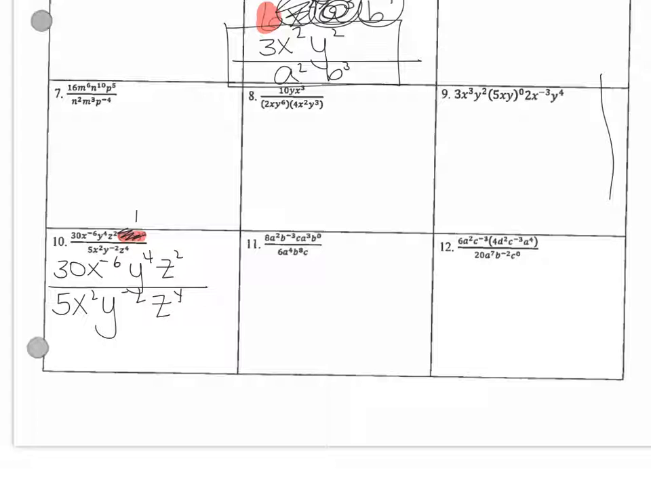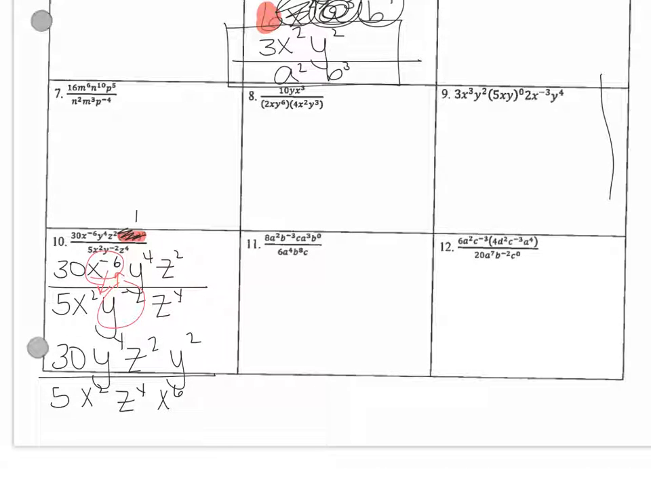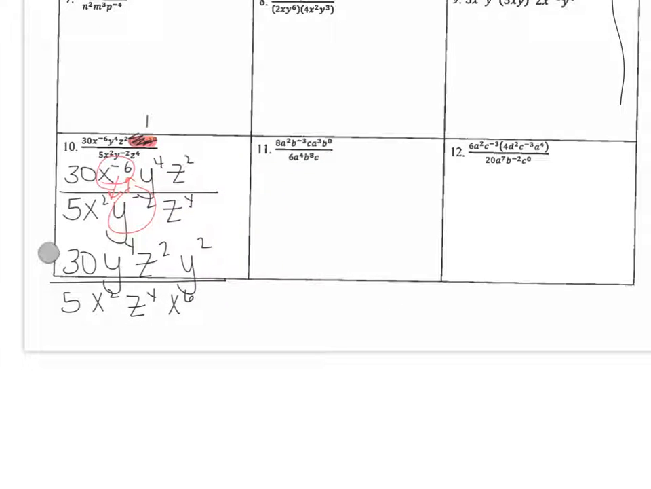So before I start dividing, I'm going to move all my negative exponents. So x comes down and y goes up. So 30 y to the 4th, z squared, y squared, all over 5 x squared, z to the 4th, x to the 6th. Alright, so 30 over 5 makes 6.